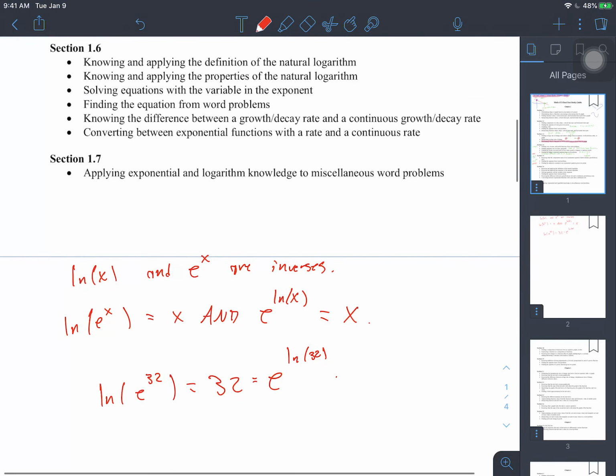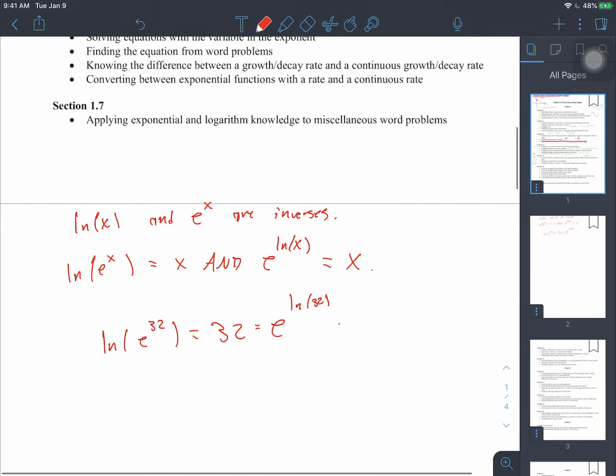We should know how to apply the natural logarithm to numbers. We should know that the result of applying the natural logarithm to a number will give us a number. If we take ln of 6, that's going to be a number. We can do it in our calculator and we'll get some decimal.